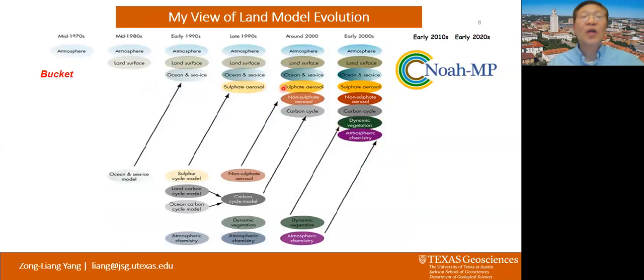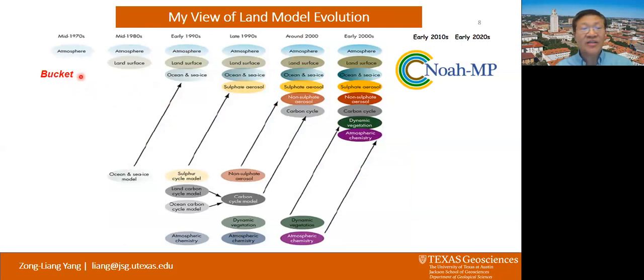This is my own view of land model evolution. Again, borrowing the figure from the IPCC, you can see, sorry about my dog. Okay, he sees something outside the house.